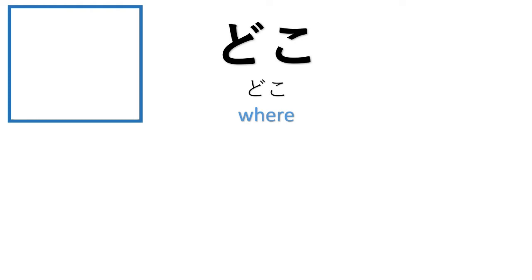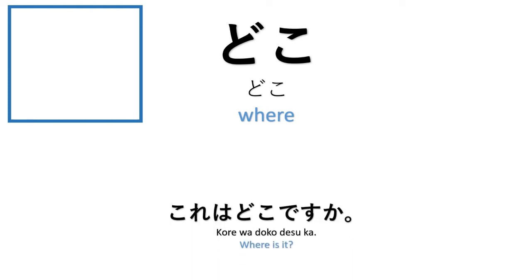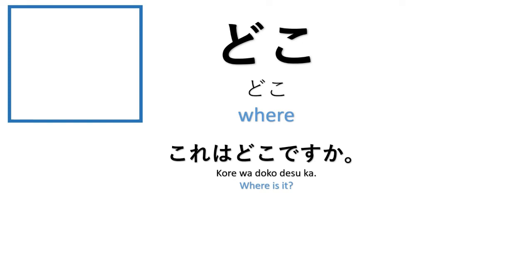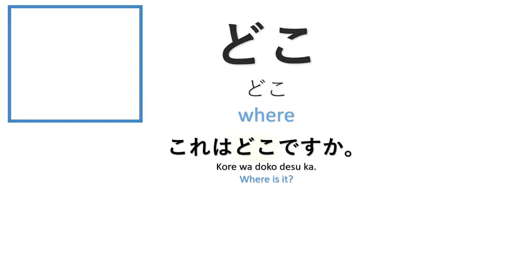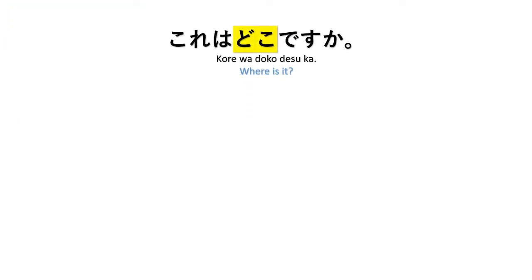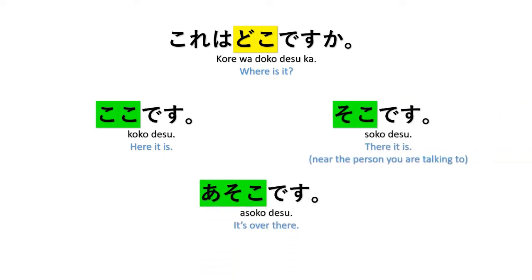Next we have doko. Doko, where? これはどこですか? Where is it? So here, doko can be answered by koko, soko, or asoko. これはどこですか? Koko desu, or soko desu, or asoko desu. Here it is. It's over there. There it is. Okay? So these are the basic answers in where is it?